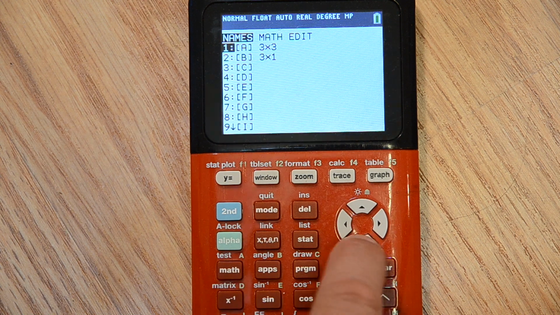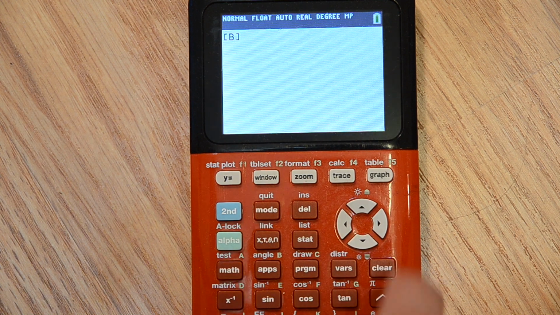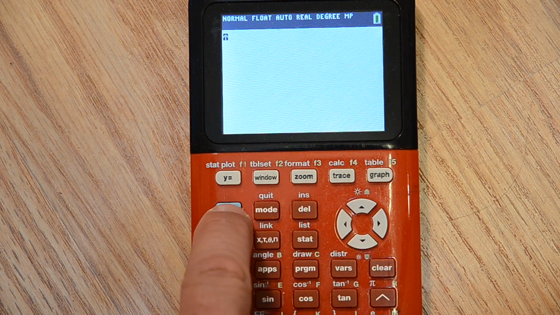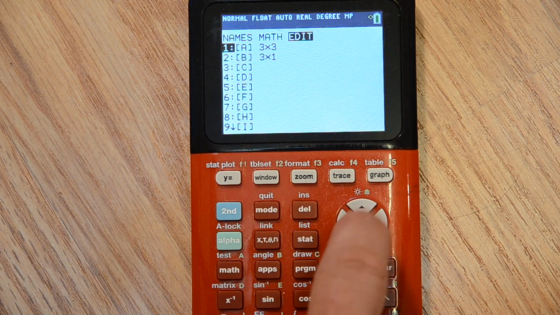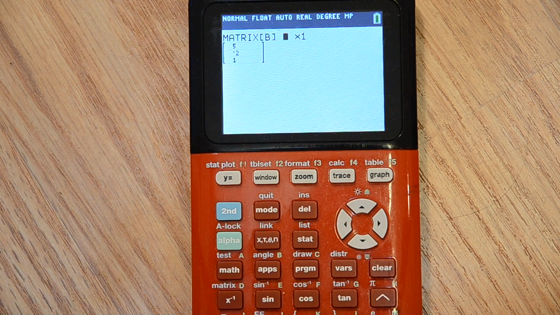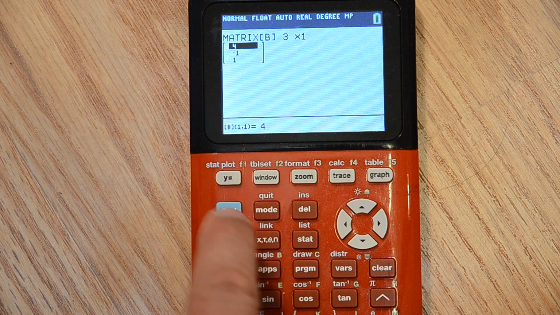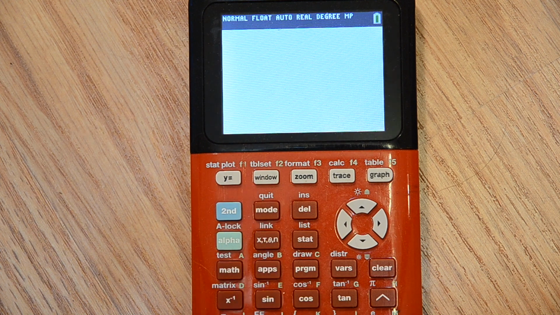Then we're going to go to second matrix B, which is 3 rows and 1 column. That's not what I meant to do. I want to edit matrix B and put in that 3 by 1 matrix, which was 4, negative 1, and 1. Second quit. Now remember, we had matrix A times our 3 by 1 matrix of alpha, beta, k equal to the 3 by 1 matrix of 4, negative 1, 1.